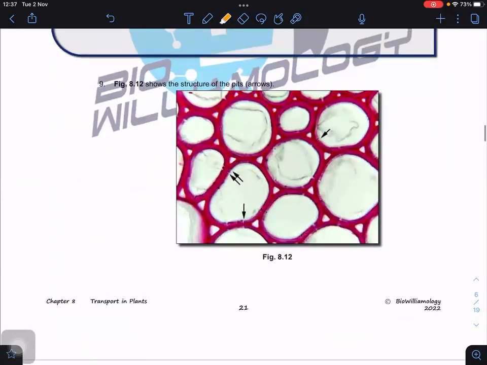So if you look at the diagram here, you can see some parts without the lignification. So those are the pits. The pits allow the water molecule to move out because you cannot move through this way. Can you see that? You cannot move from one cell to another cell, right? Why? Because lignification is impermeable to water molecule.